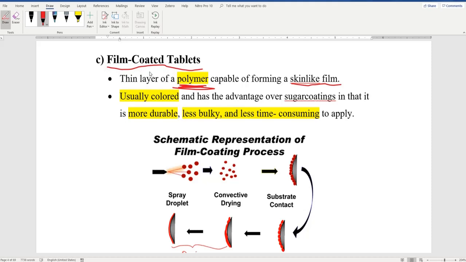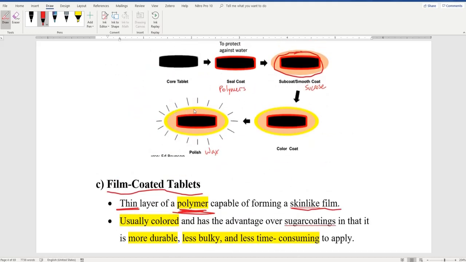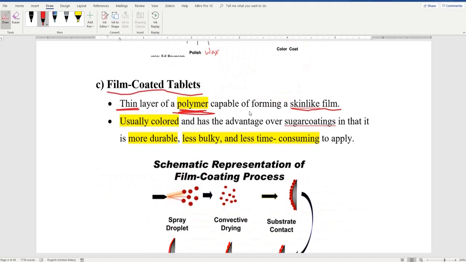So the film coating is a thin layer. If you compare this to sugar coating, which is not thin, it's actually a thick coating. It's a thin layer of polymer that forms a skin-like film around the tablet. Usually it's colored, so the tablets usually will have a color because of the film coating that we are applying. And if you compare it to sugar coating, it is less bulky.